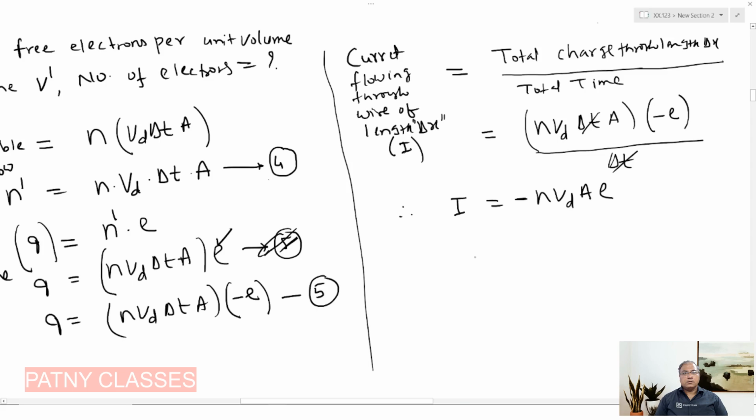Now what does the minus indicate? The minus symbol indicates the direction of electric current. The negative sign indicates that the direction of current is opposite to the direction of drift velocity.